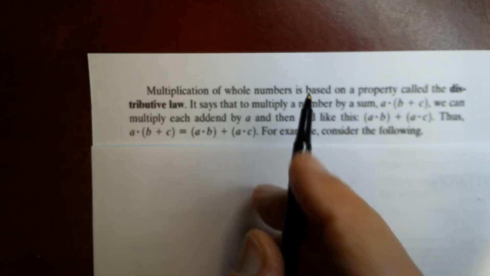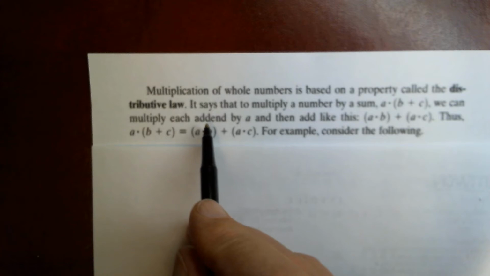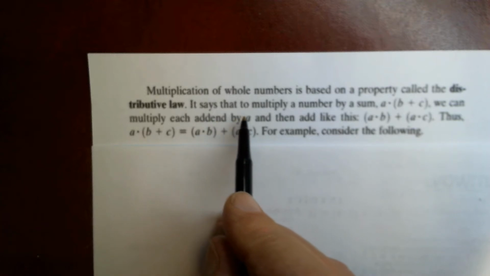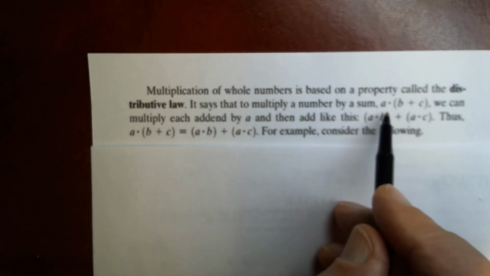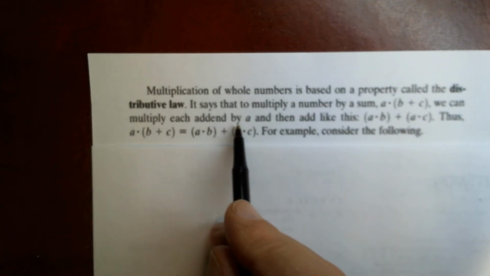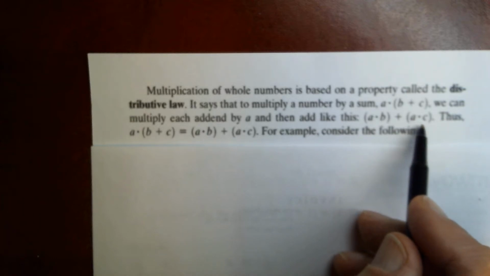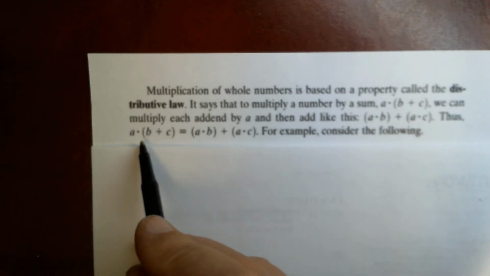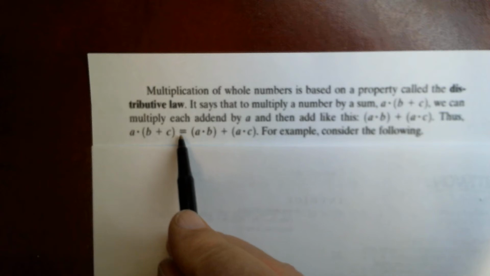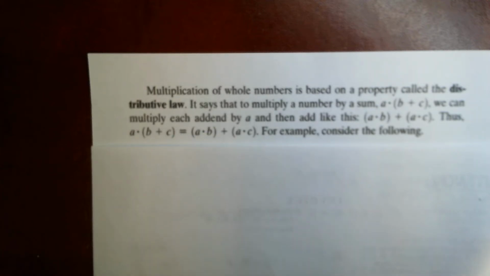Now, the multiplication of whole numbers is based on a property called the distributive law. This, by the way, is a very, very important law, and you'll encounter it many, many times in the future. But it says that to multiply a number by a sum, a times b plus c, we can multiply each addend by a and then add, like this: a times b plus a times c. So therefore, we can say a times (b plus c) is the same as a times b plus a times c. That sounds pretty abstract.